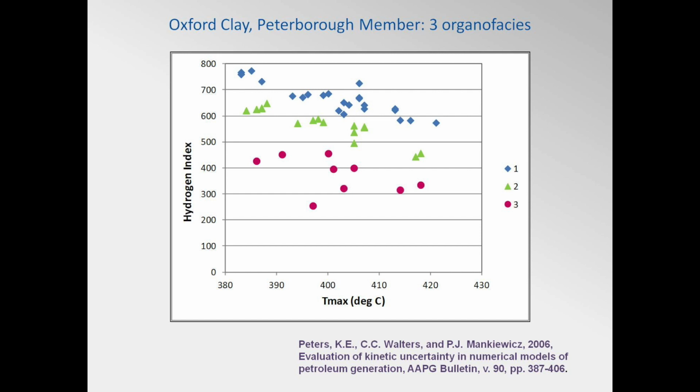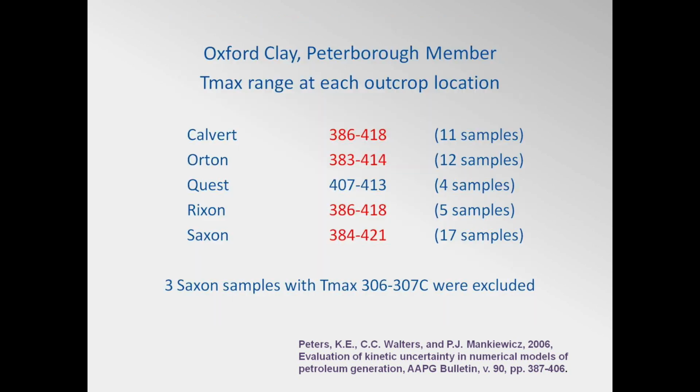But that's in fact not true. The ones with the low Tmax values are what I would call less chemically evolved, but that doesn't correspond to lower thermal maturity. How do we know that? Well, we'll look at the next slide.